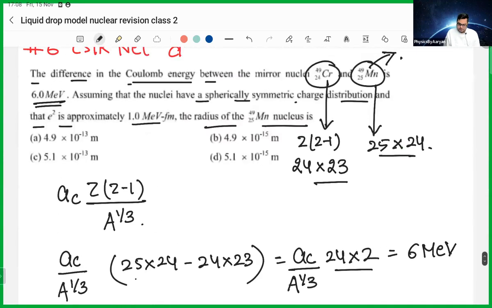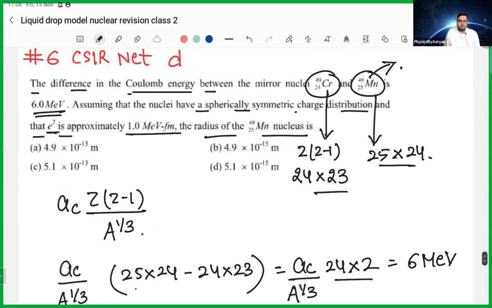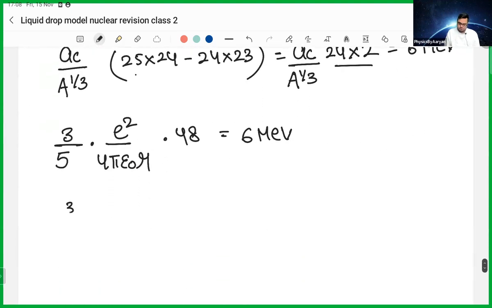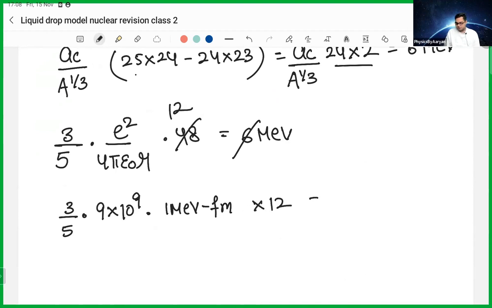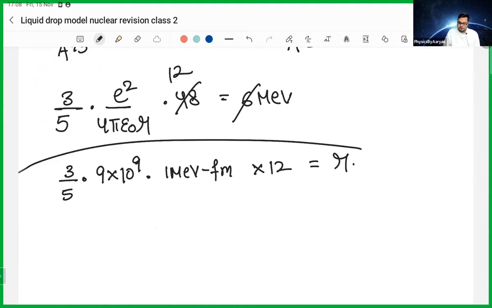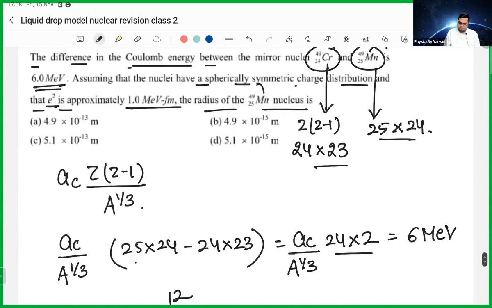Now let's see what is given. They are saying that e square is 1 MeV Fermi meter. तो e square की ये value है, so you can put the value. You know what is 1 by 4 pi epsilon naught, 9 into 10 to the power 9. And इसको आपको क्या put करना है, 1 MeV into Fermi meter, and this can be cancelled and this will be 12. This is 1, and then in the denominator you have R, and R I can take on other side. So solving this will give you the value of radius.